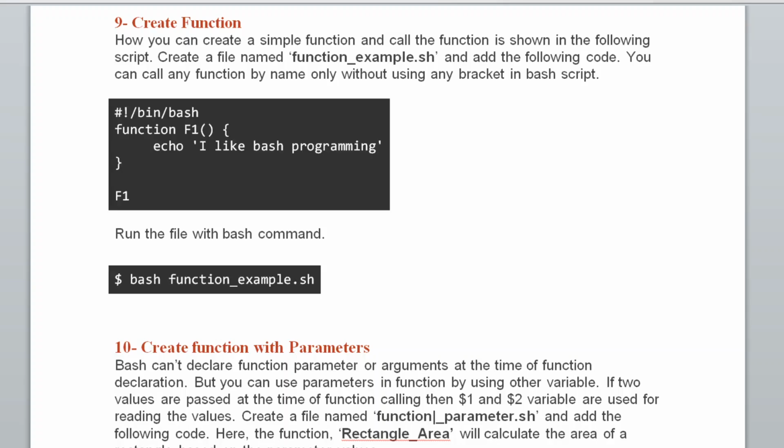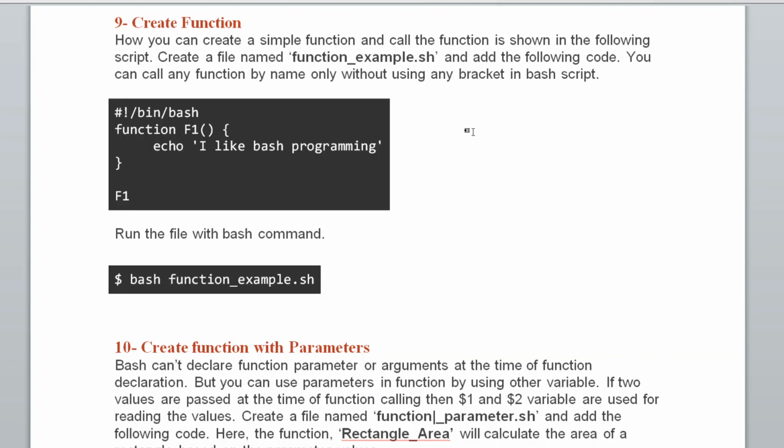Alright guys, the rest of these examples are going to be working with functions. So the first one, we're going to look at how to create a function, and we're going to look at how to call the function in the following script. So we're going to create a file named function_example.sh, and we're going to add the following code to it. So you can call any function by name only, without using a bracket, in a bash script.